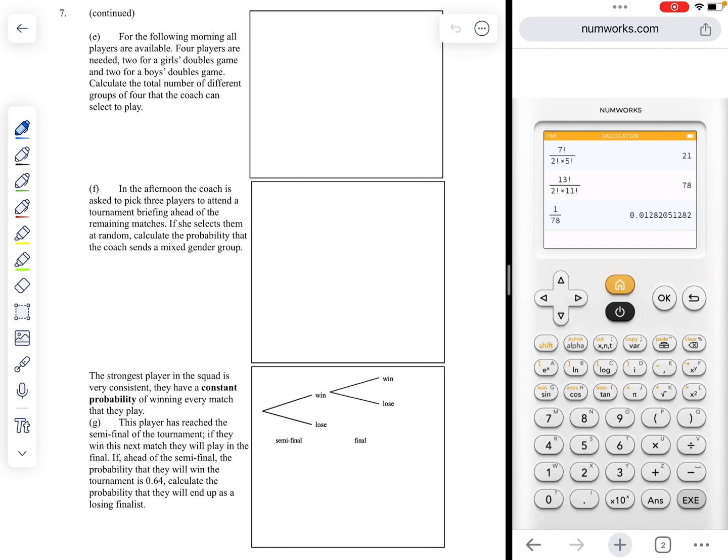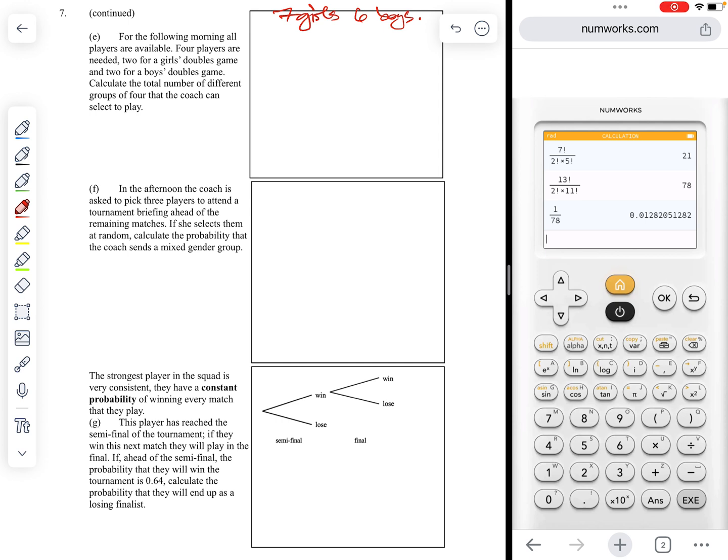Question 7 continued, part E. So let's just remind ourselves that we had 7 girls and 6 boys in our team of 13. E. For the following morning, all the players are available. 4 players are needed, 2 for a girls' doubles game and 2 for a boys' doubles game. Calculate the total number of different groups of 4 that the coach can select to play.